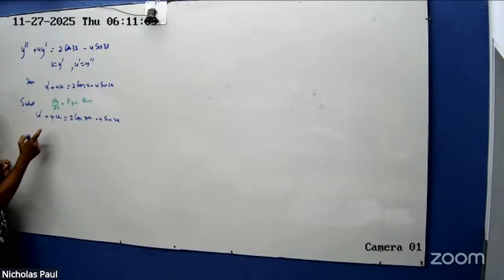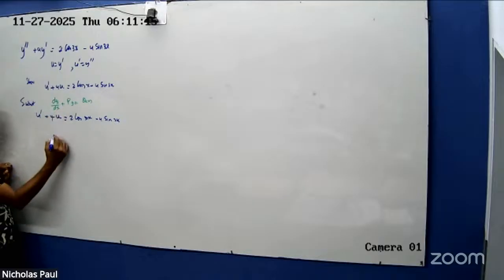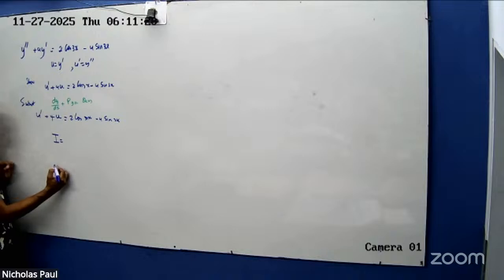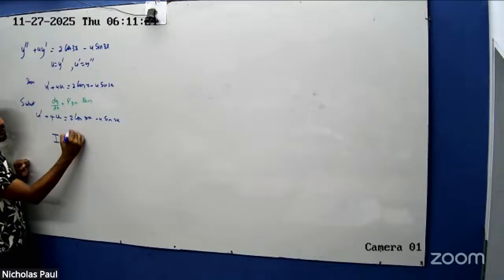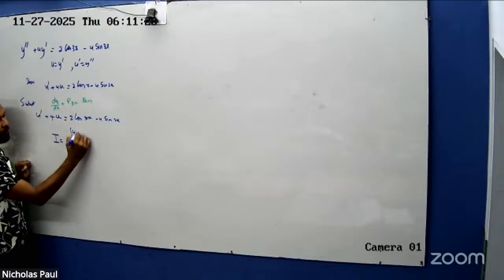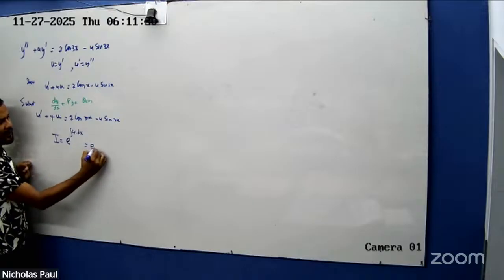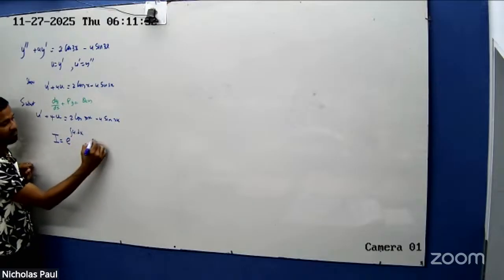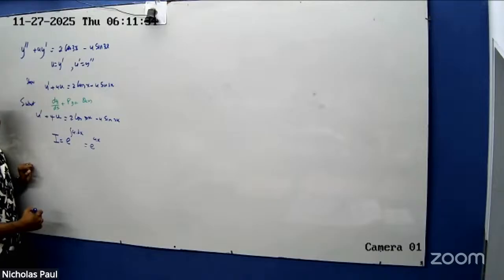It's the same thing, right? So in this case, we're using I. I is e to the integral of p. P is 4. So that's 4 dx. So that's e to the... what's the integral of 4? 4x.